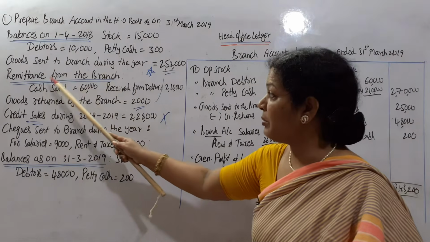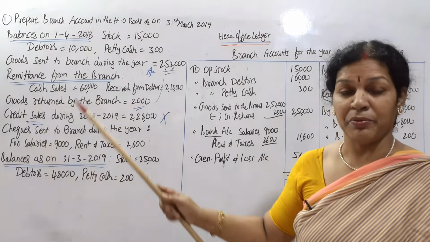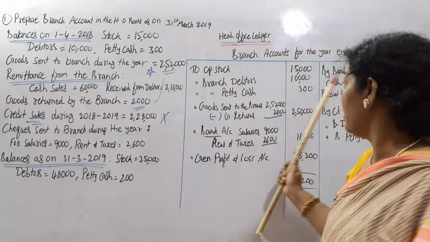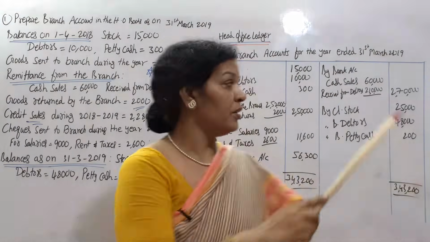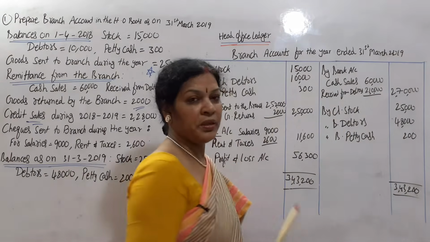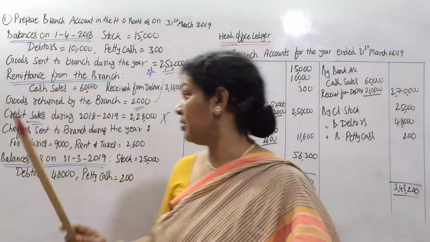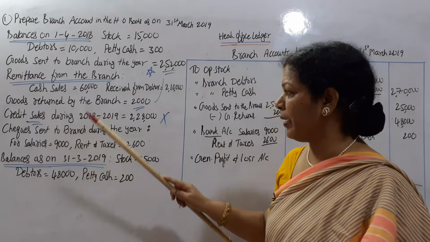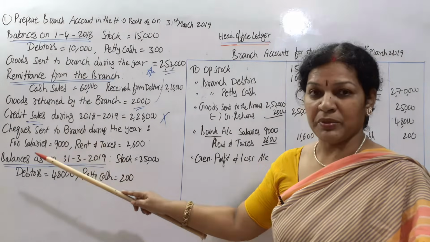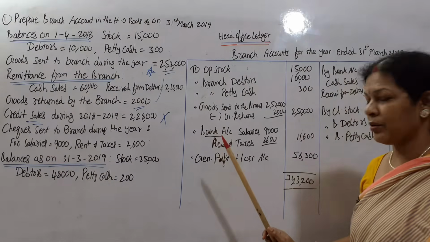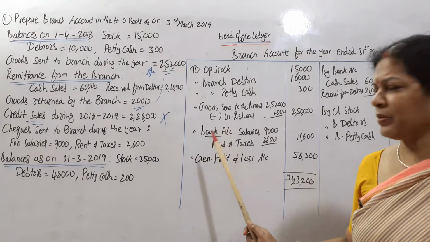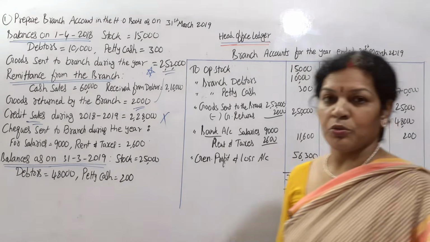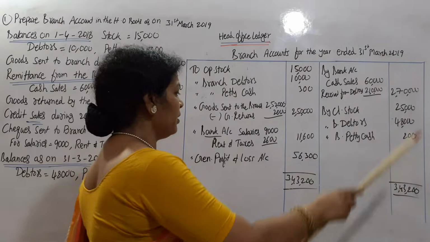Next, what else? Remittance from the branch. When we are receiving from the branch, always credit side. By bank, what we received? Cash sales and received from debtors, together 2,70,000. Credit sales we don't consider. Cheques sent to branch during the year, that is related to the expenses, to bank account. You can write expenses in brackets also. Salaries and rent and taxes together 11,600. So that's all, we have posted everything.